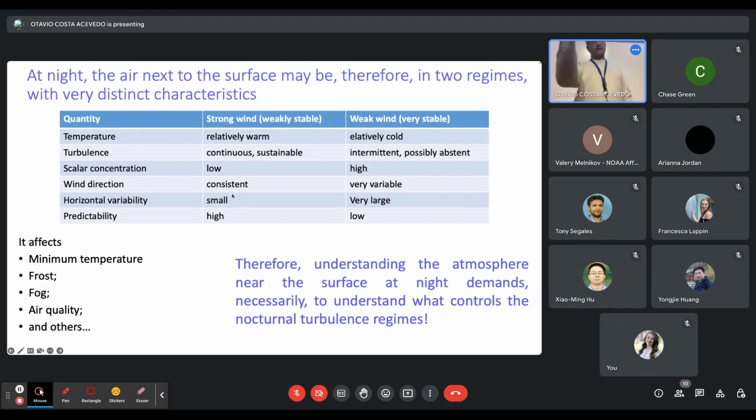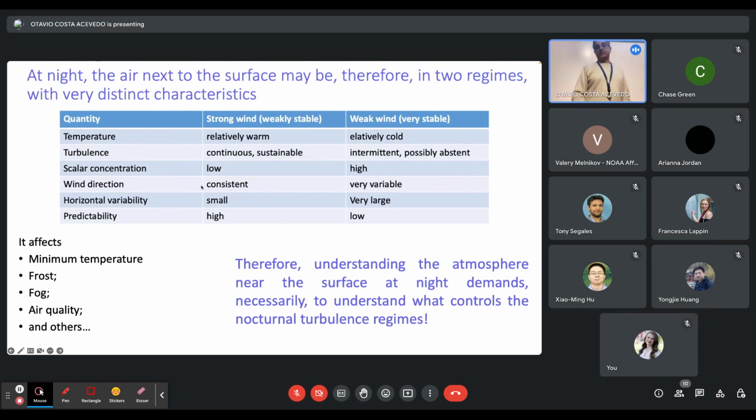Wind direction is consistent. I use consistent here because it's obviously not constant. There is some variation, but with respect to a preferential wind direction. In the very stable regime, it can go anywhere, giving the phenomenon people call meandering. In a series of meandering, in a few hours the wind will go through the four quadrants, with obviously very weak wind speeds. As we saw, the horizontal variability is very small in the strong wind case and very large in the weak wind case, depending on the site, obviously.